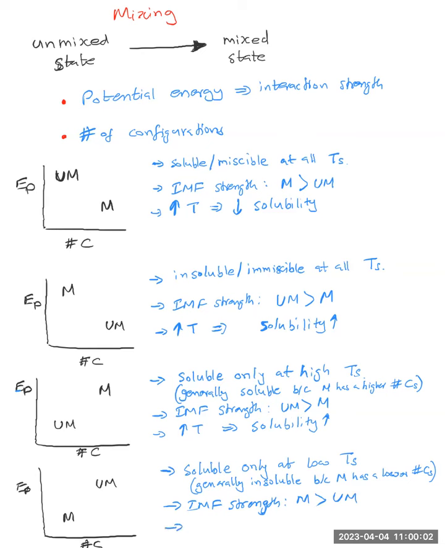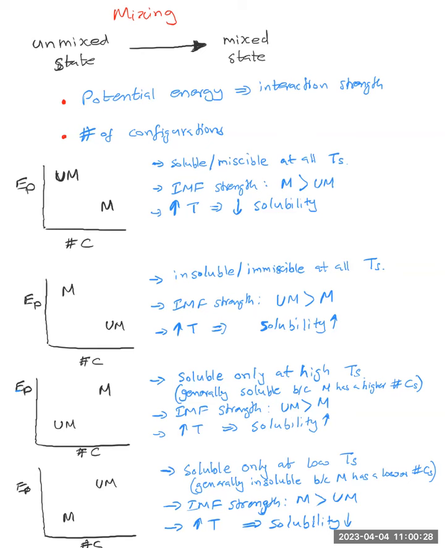And then increasing temperature will decrease the solubility. Solubility will decrease when you increase the temperature. Why? Increasing temperature or high temperatures will favor the state with high potential energy, which is the unmixed state here. Therefore, increasing temperature will decrease the solubility.